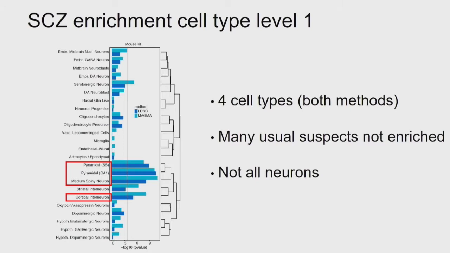But many of the usual suspects are not enriched. So we don't see a good signal in oligodendrocytes, nothing in astrocytes. In dopaminergic neurons, there's some, but it's not significant. So we know that dopaminergic signaling is a key feature of schizophrenia symptomatology or pathology, but it seems like the underlying risk might not hit the dopaminergic neurons. That might actually then be a secondary thing.